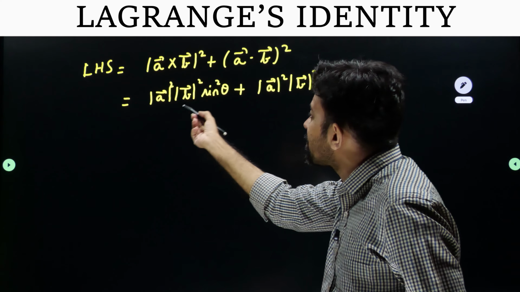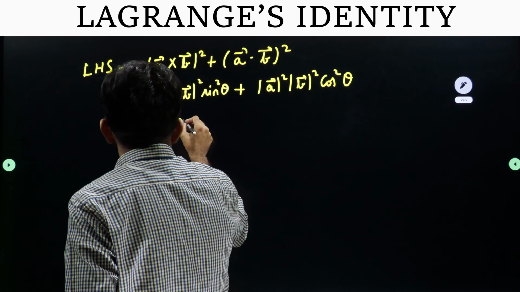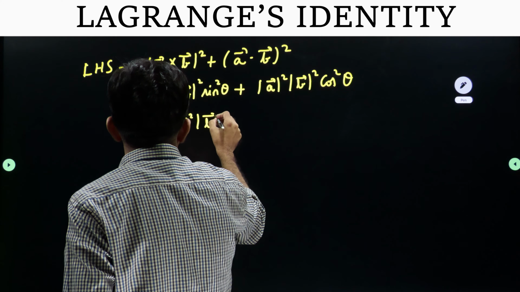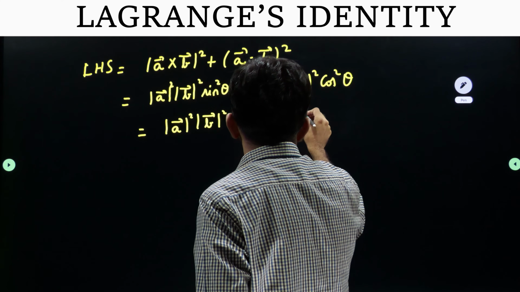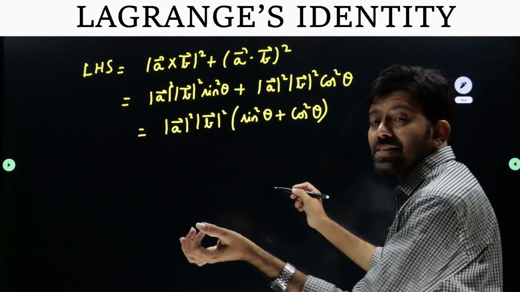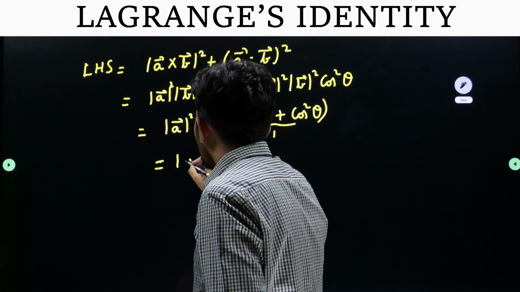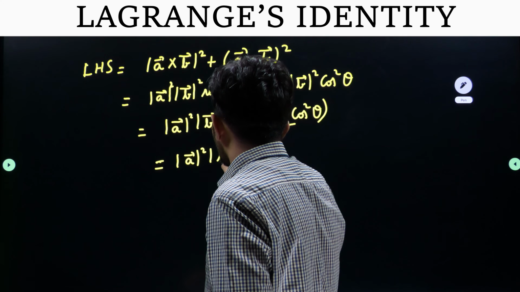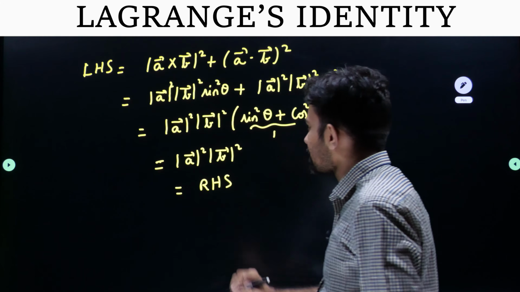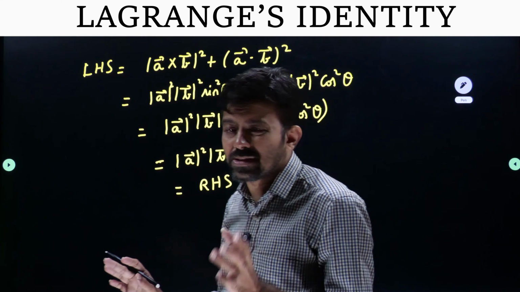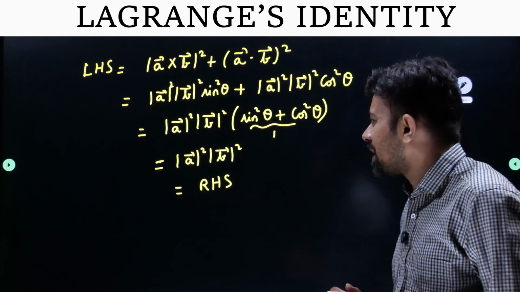And you can see that magnitude of A square into magnitude of B square is common. So what remains is sin square theta plus cos square theta. Correct? Sin square theta plus cos square theta is 1. Correct? 1 into that number is itself, magnitude of A square into magnitude of B square, which is equal to RHS. Hence proved. Quite a simple proof by using the definition of dot product and cross product. We have this. Take some problems as I showed you earlier.